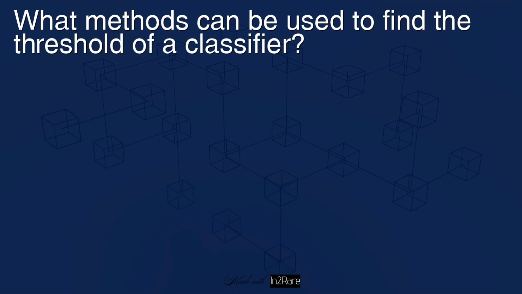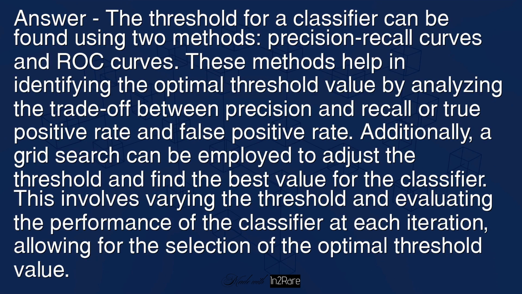What methods can be used to find the threshold of a classifier? Answer: the threshold for a classifier can be found using 2 methods: precision recall curves and ROC curves. These methods help in identifying the optimal threshold value by analysing the trade-off between precision and recall, or true positive rate and false positive rate. Additionally, a grid search can be employed to adjust the threshold and find the best value for the classifier. This involves varying the threshold and evaluating the performance of the classifier at each iteration, allowing for the selection of the optimal threshold value.